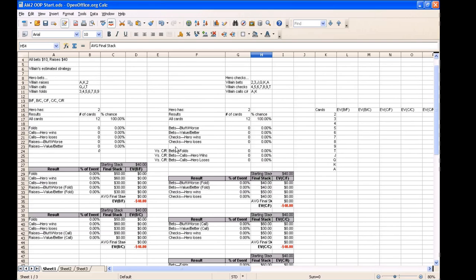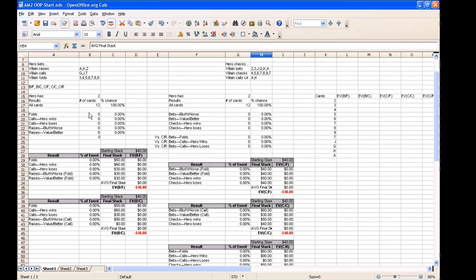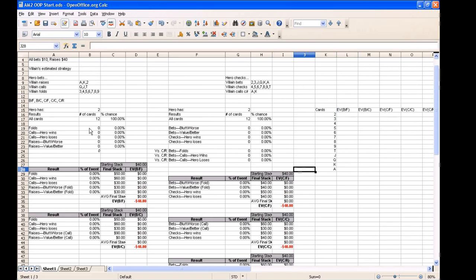So now we just need to figure out the breakdown of the cards. We'll do just the betting ones, and then we'll move on to the calling ones. So we have a deuce. He's going to fold 3, 4, 5, 6, 7, 8, 9. He's going to fold 7 cards. He's going to call, and we're never going to get value. But when he calls, we're going to lose to 3 cards.